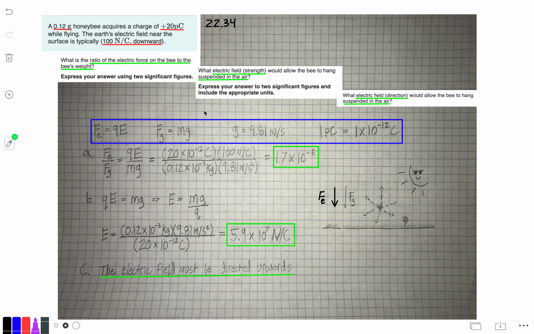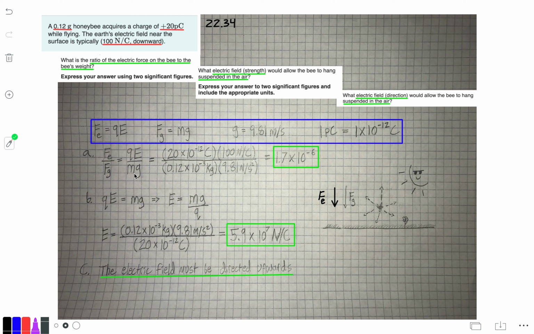So from this, we can go ahead and draw a diagram. In this diagram, we have our electric field directed downward, as well as our force due to gravity. And I've decided to draw the bee as having almost like an electric field going off of it in the positive direction, because again, it's that plus 20 picocoulombs.